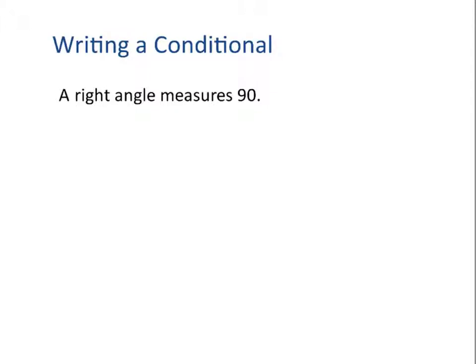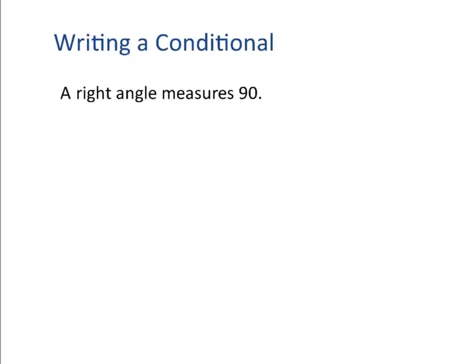Okay, in our first example, we would like to write a conditional statement for the sentence, a right angle measures 90 degrees. The first thing that you want to do before you write a conditional statement is find the verb in the sentence. A right angle measures 90 degrees. The verb is measures. Everything in front of the verb is the if part. Everything after the verb is the then part. So to write a right angle measures 90 degrees in an if-then statement, which is conditional, I'm going to write this.